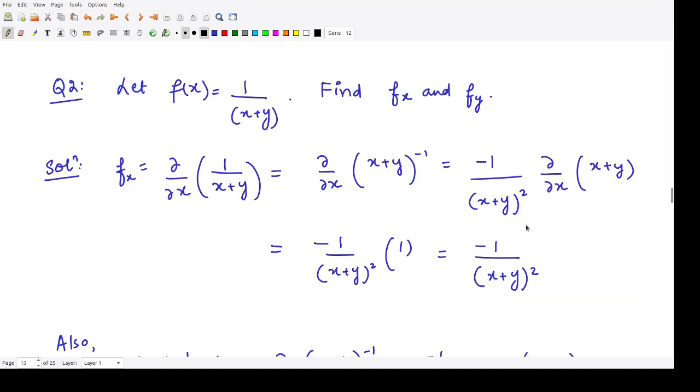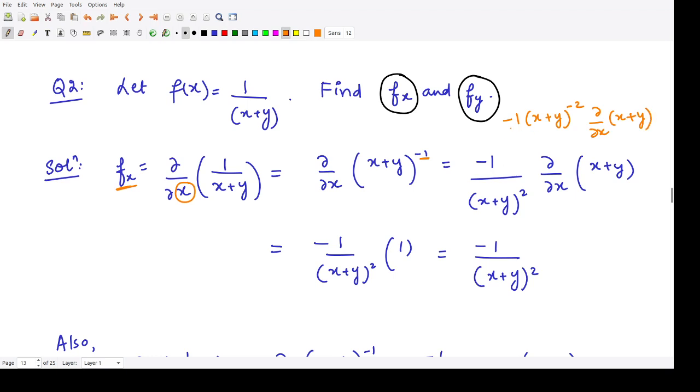We have f of x is equal to 1 divided by x plus y, and they are asking to calculate the partial derivative of f with respect to x and the partial derivative of f with respect to y. Firstly we will calculate the partial derivative with respect to x of this function. Now how do you calculate the derivative of some power? This is nothing but x plus y raised to power minus 1. So firstly we will take the derivative of the power, that is minus 1 into x plus y raised to power minus 2, and then the partial derivative of x plus y.